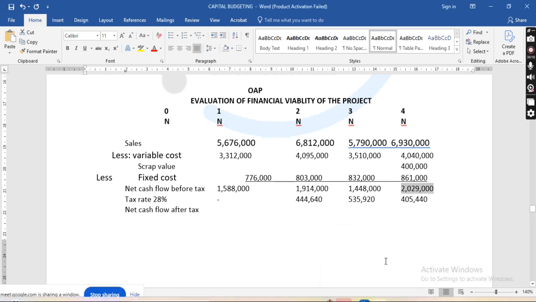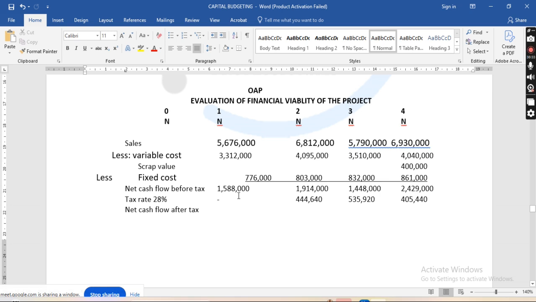2,429,000. What do you have? 2,429,000. 2,429,000. Thank you. Please, if you don't know how we calculate this tax, let me explain.